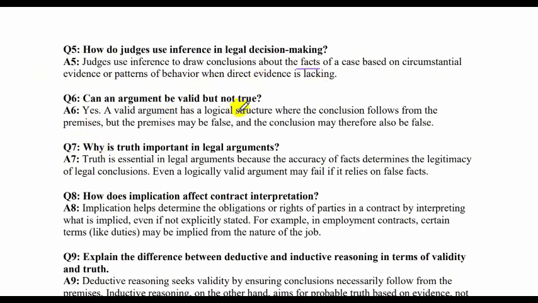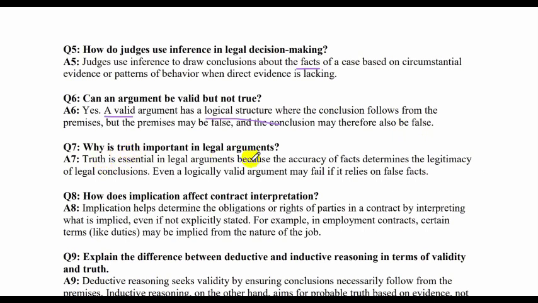Can an argument be valid but not true? Yes. A valid argument has a logical structure. So always understand what is validity. Validity and truth are two different things. A valid argument will have a logical structure or a form where the conclusion follows from the premises, but the premises may be false and the conclusion may therefore also be false.